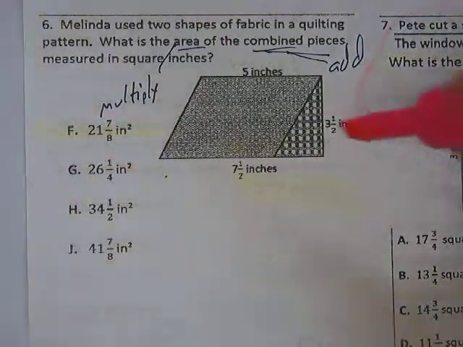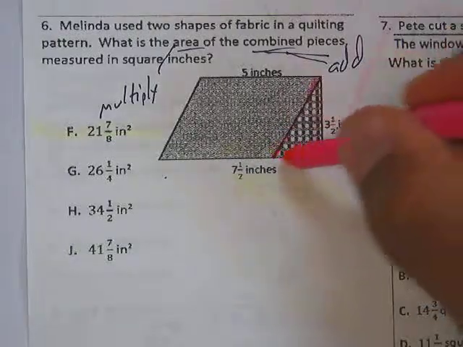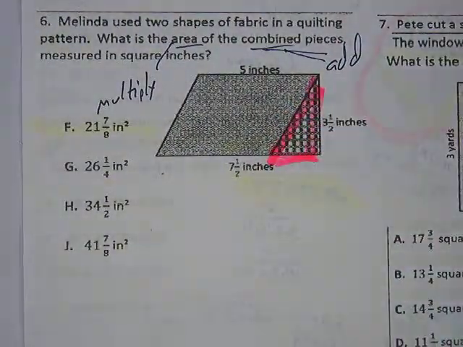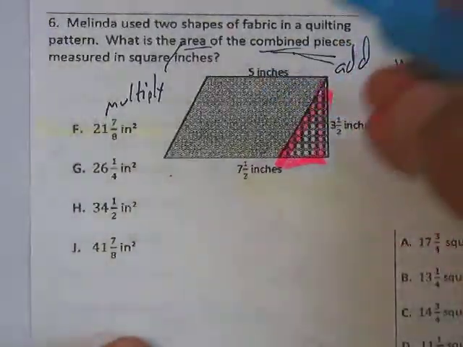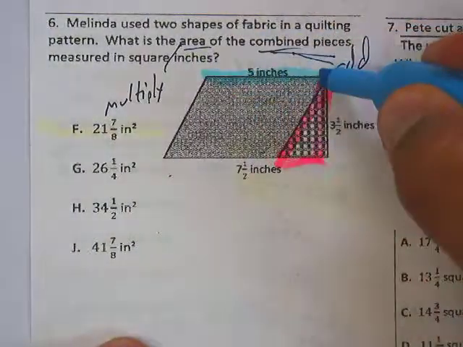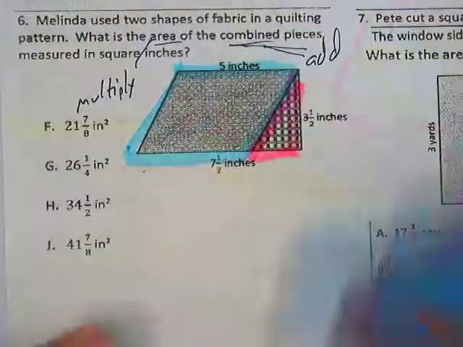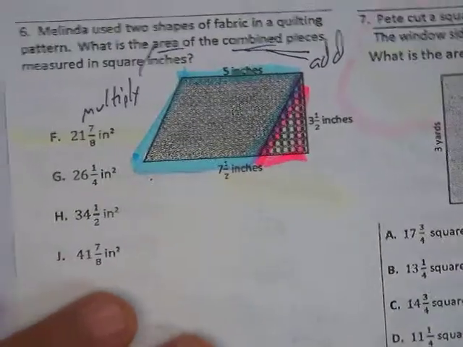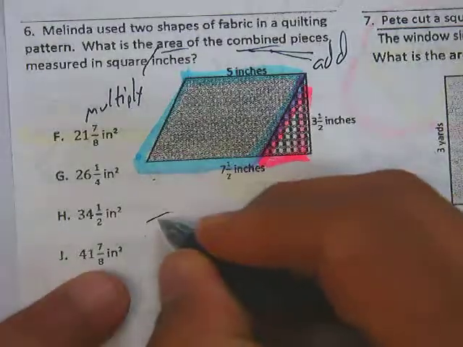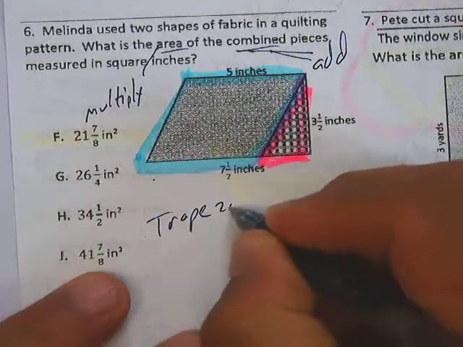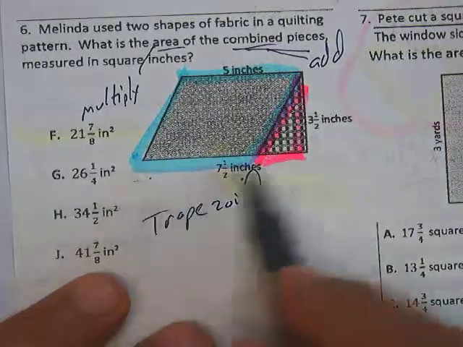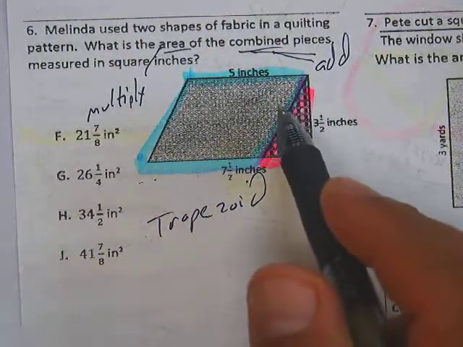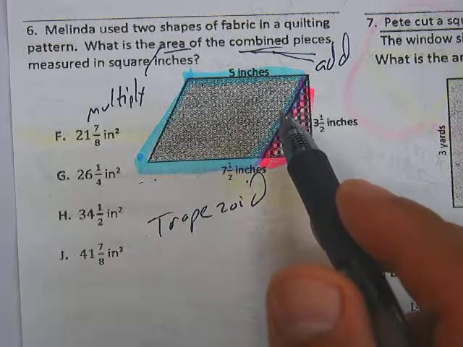Well, I can see a triangle here, and that's a parallelogram. But I also know that together they form a trapezoid. And so really I can find the area of a trapezoid, because together they form a trapezoid.